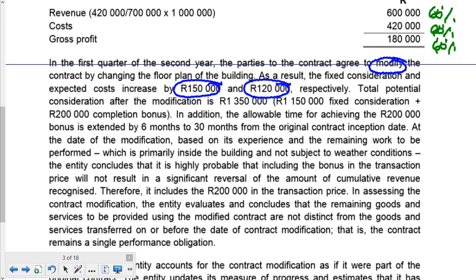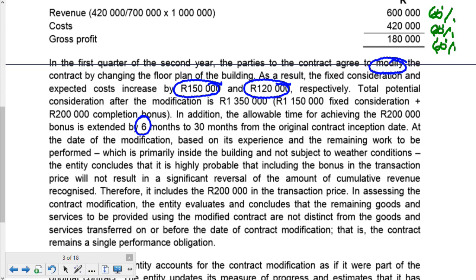In addition, the allowable time for achieving the 200 bonus is extended by 6 months to 30 months. Now they've extended the time that we have to finish the building. At the date of the modification, based on its experience and the remaining work to be performed, essentially we're only a year in. We've already done 60% of the work, so there's only 40% left. And we have still got 18 months to do it, because we're only 12 months in. So after 12 months, we did 60%.